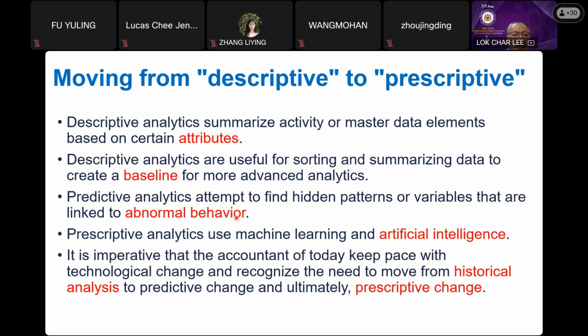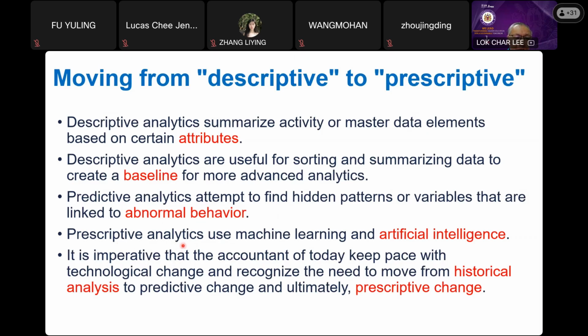Predictive analytics attempt to find hidden patterns or variables that are linked to abnormal behavior. So the assignment that I asked you to do is under the predictive model. You have to find the abnormal behavior in the data set. There are many methods that we can use to identify those hidden patterns.